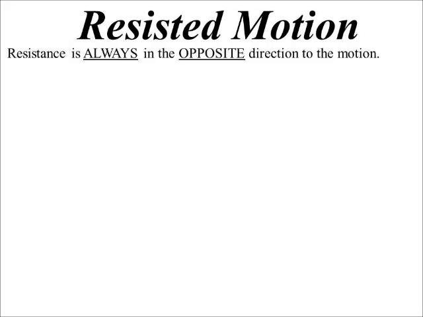Okay, let's look at motion in a little bit more detail now. Resisted motion, because the reality is, whenever there's motion, there is resistance to that motion. But resistance is always in the opposite direction to the motion, so always in the negative direction, if you define where you're travelling in as positive. That's basically Newton's third law, what we looked at there. So every action has an equal and opposite reaction.